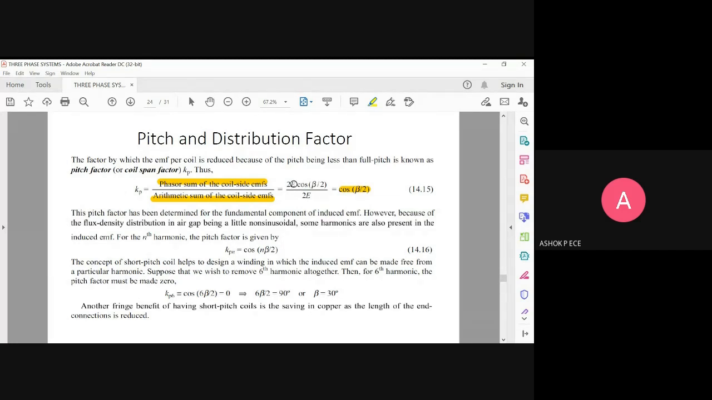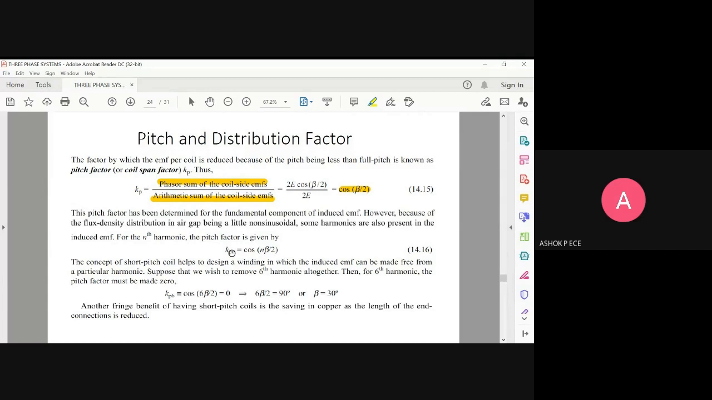The pitch factor is the EMF in the short pitch divided by full pitch. So that is the meaning. The numerator is going to be the phasor sum of coil side EMF divided by the arithmetic sum. Now definitely the arithmetic sum will be bigger. The phasor sum will have positive and negative signs, but the arithmetic sum will always be positive and it is larger, right? So the pitch factor is given by Kp equal to cos beta by 2.